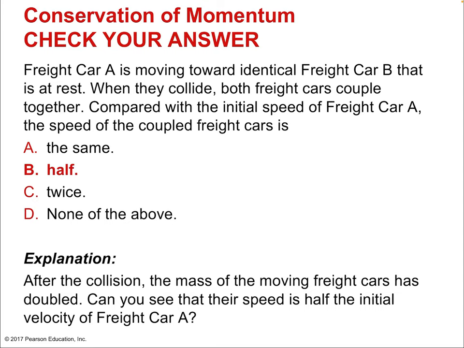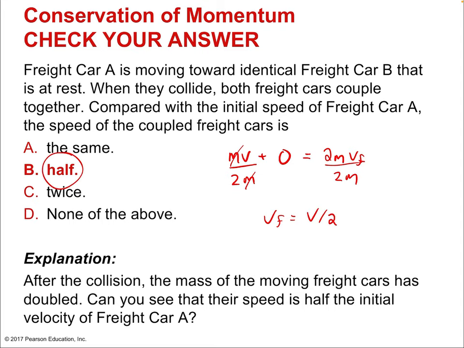After the collision, the mass of the moving freight cars has doubled. You can see that their speed is half the initial speed. And what would that look like in equation form? Because maybe you can't quite reason that out, or maybe that statement isn't convincing enough, right? Well, initially you had mv plus zero, because one was at rest and one was in motion, equals, afterwards, both cars traveling as one, so 2m, and then some final velocity, which I call v final. If I solve for the final velocity, I just divide both sides by 2m, which cancels out the m, and I get that v final equals the initial velocity divided by 2, equals half the initial velocity, okay?